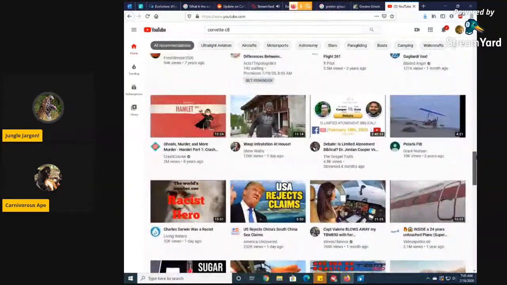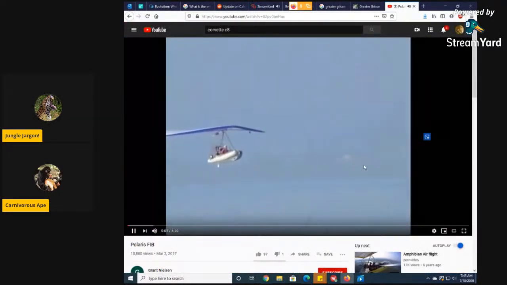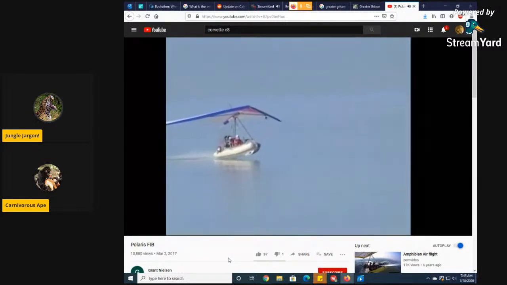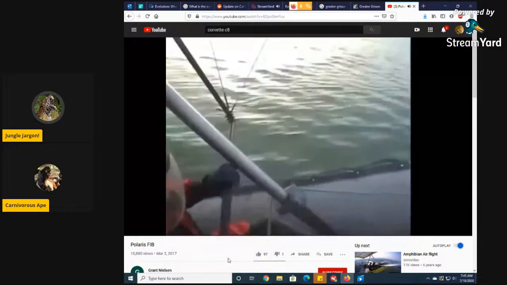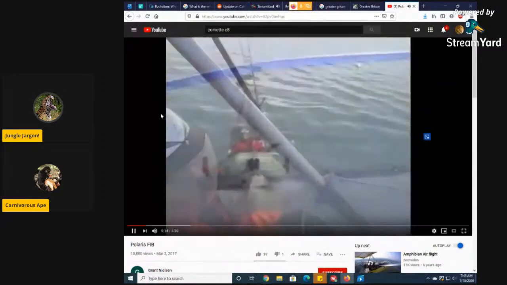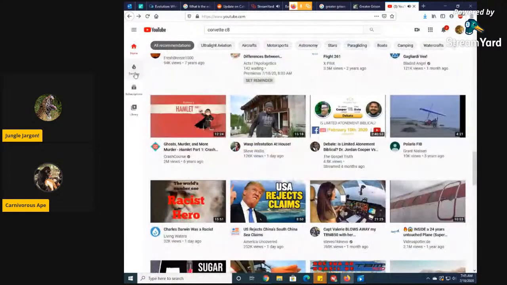Oh, here we go. What's this? Let's see what this is about. Oh, this is a boat. This is a flying boat. I think that's a lot more bulky than a pontoon configuration. I want a pontoon configuration. Yeah, that's a little weird.